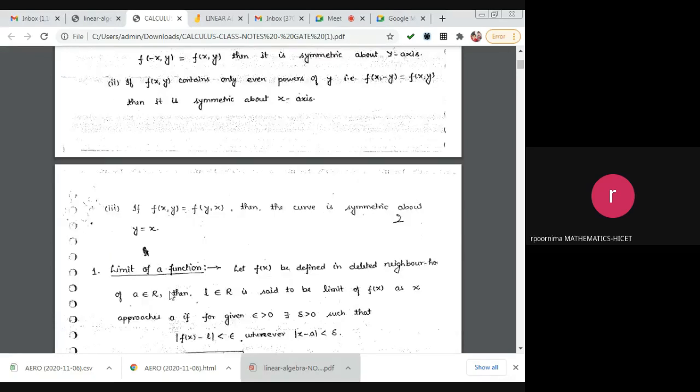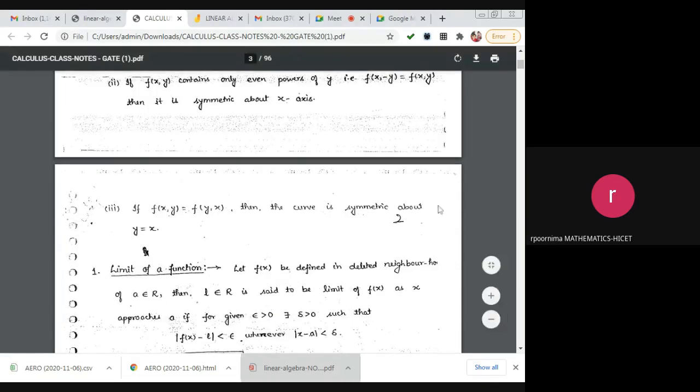Let f of x, y equal to c be the equation of the curve. If f of x comma y contains only even powers of x, that is f of minus x comma y equal to f of x comma y, then it is symmetric about the y-axis. If f of x comma y contains only even powers of y, that is f of x comma minus y equal to f of x, y, then it is symmetric about the x-axis. If f of x, y equal to f of y, x, then the curve is symmetric about y equal to x.